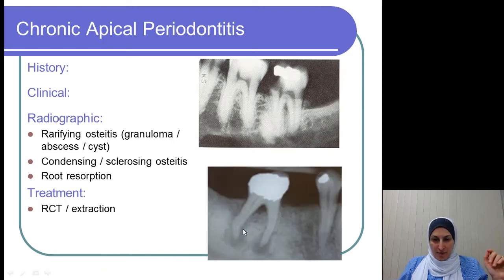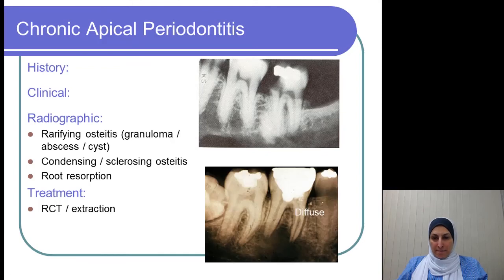And here is an example of rarefying osteitis. You can see the rarefying osteitis. Now, this might be cystic. It is more of a localized one. It might not. It might be just a granuloma. You never know. And in addition to these, we can see here the furcation involvement. So all of these are different radiographic presentations of chronic apical periodontitis.